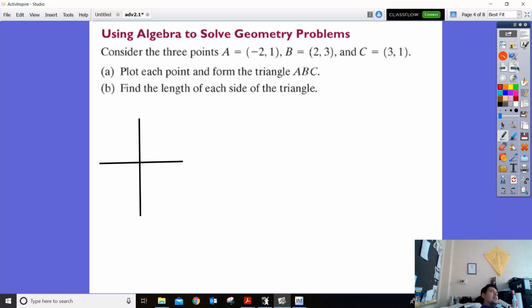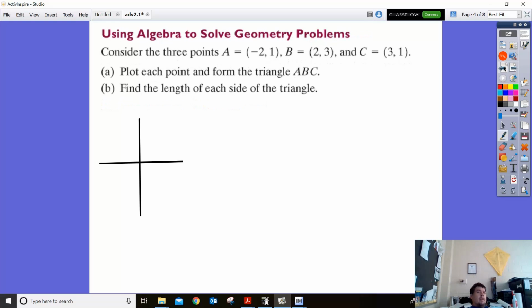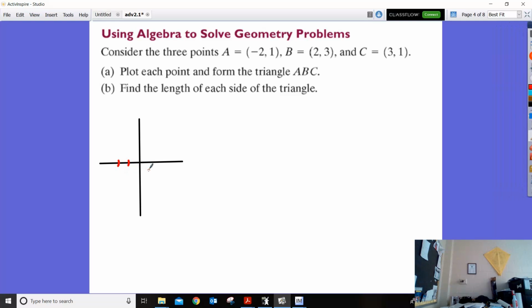So you got a couple of these in your homework. Consider these 3 points. Find the length of each side of the triangle, and then verify that it's a right triangle. And then find its area. So we're supposed to plot these 3 points. And you're kind of doing this on a freehand grid. So you don't really have any idea if it's a right triangle or not. It might look like a right triangle. It may not be. Try and keep your tick marks relatively same scale.